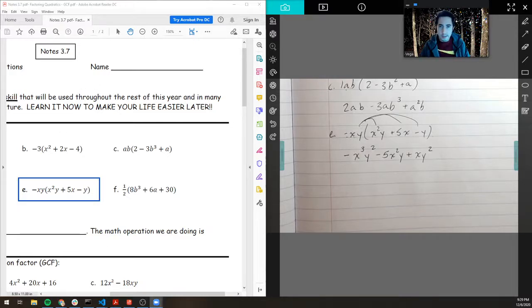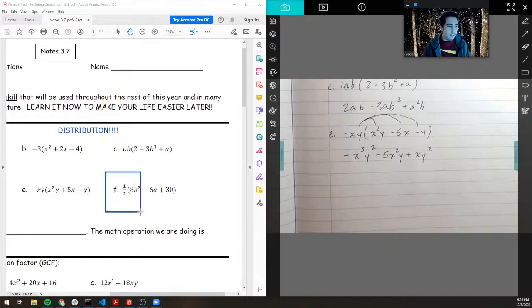It's just distribution, which is just to remember that word. It's always good to try to speak in math terms. Distribution. That's all we're doing. Let's do one more of these problems here. Let me erase that, and we'll focus on F. Last one here with a fraction. Still essentially the same thing.